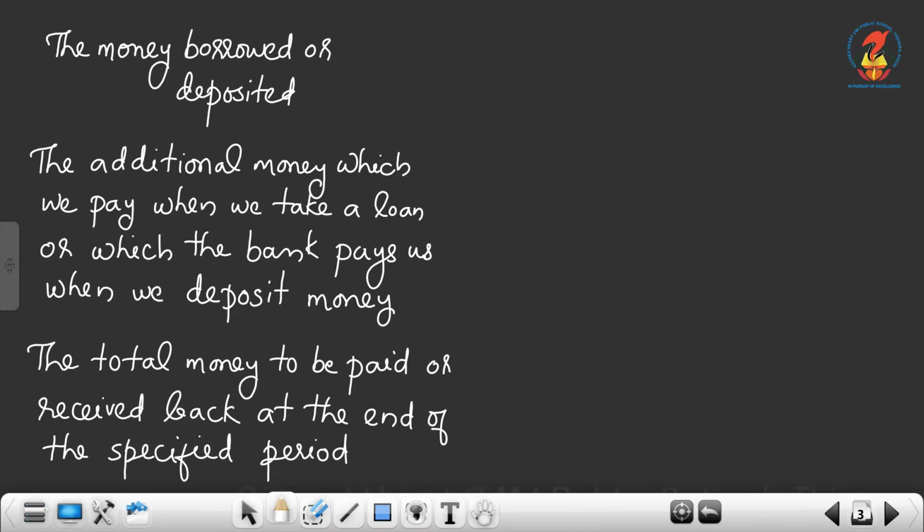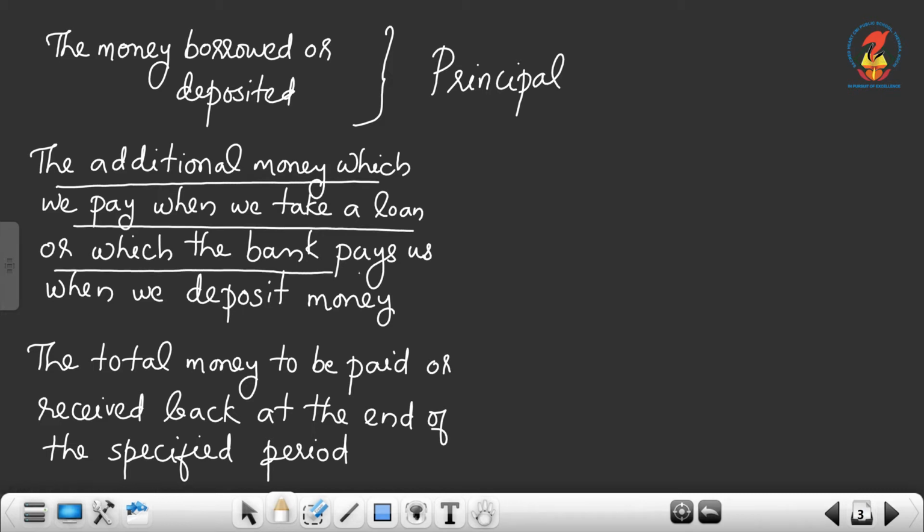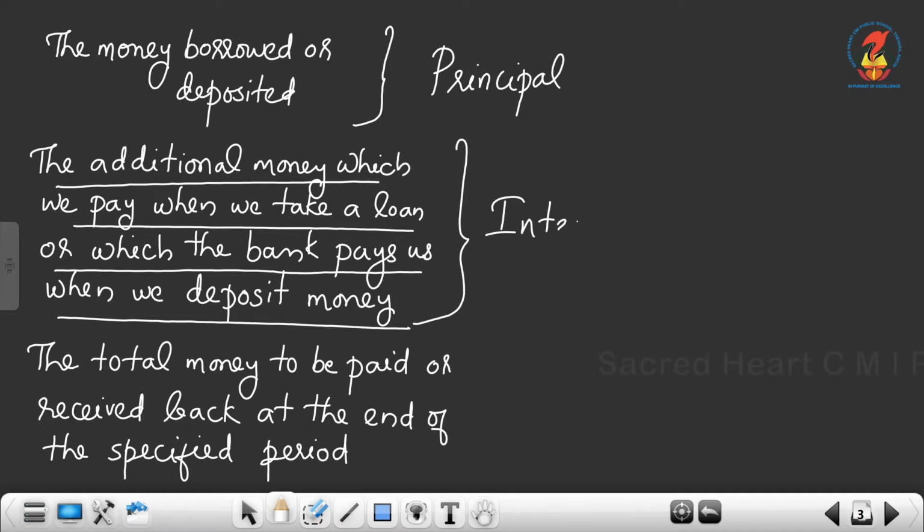Now look at that. The money borrowed or deposited, we call the principal. The additional money which we pay when we take a loan, or which the bank pays us when we deposit the money, is known as the interest. Now the total money to be paid or received back at the end of the specified period is known as the amount.